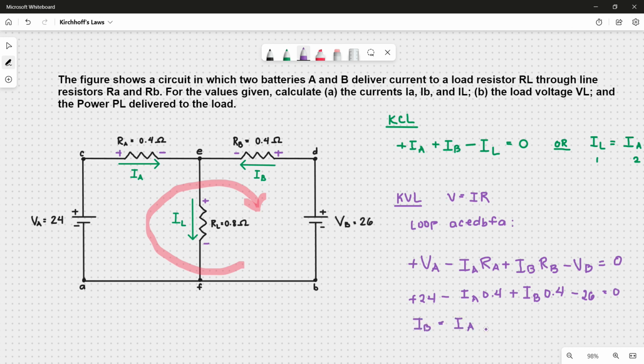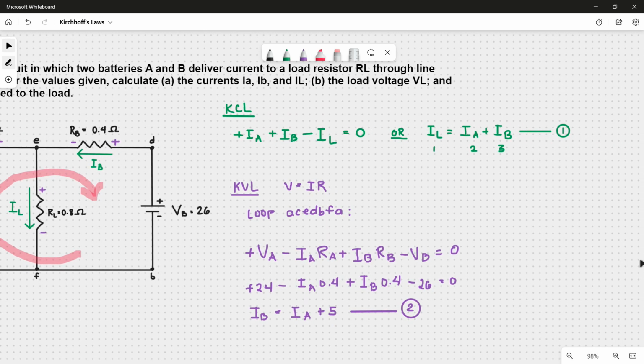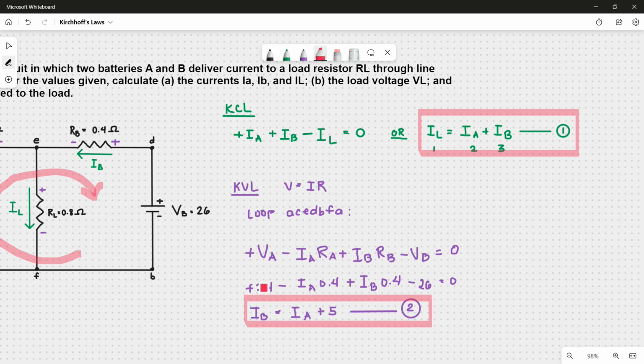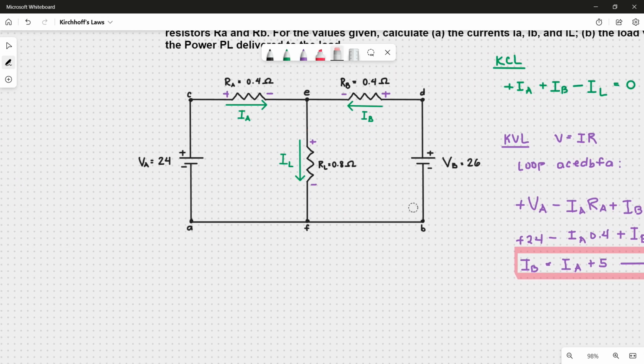Simplify to find IB, we have IB is equal to IA plus 5. This is now our second equation. Just a quick recap, we already have the equation to find IL, and we also just made an equation for IB. So now we have to look for our last equation for IA. How? We need to find another loop that we can use. So let's trace loop ACEFA in a clockwise direction.